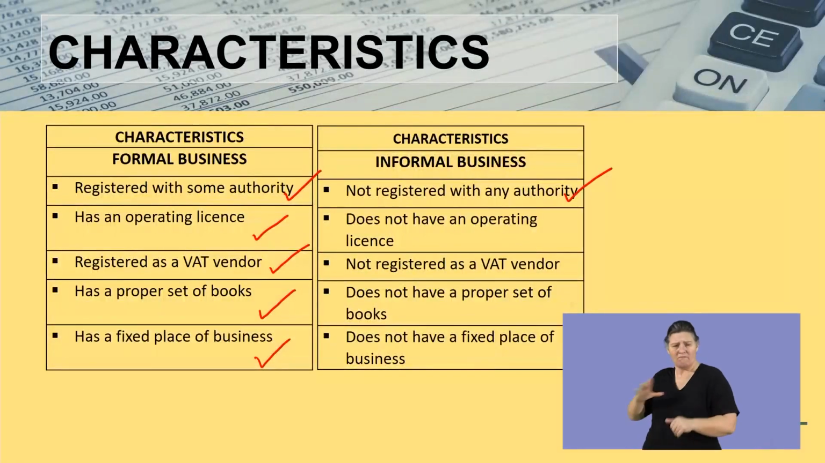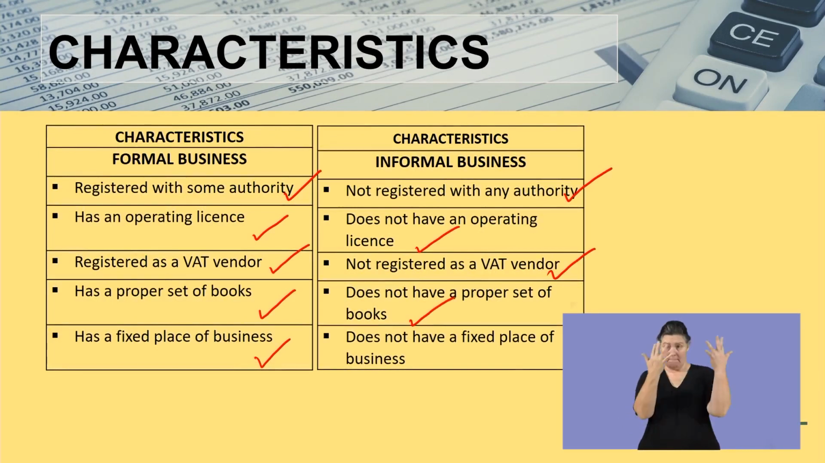How then will an informal business look? It will not be registered with any authority. It also will not have an operating license. Remember, it's not registered, and it will not be registered as a VAT vendor as well. And it will not keep a set of books. And then it will also not have a fixed place of business.